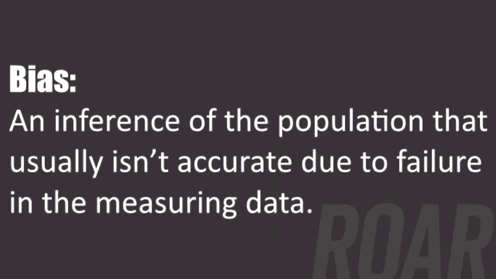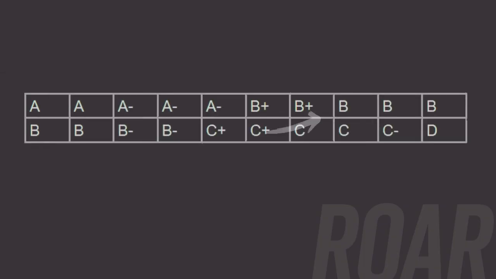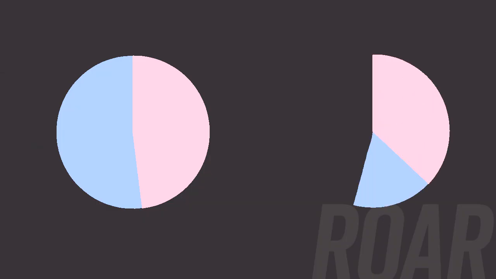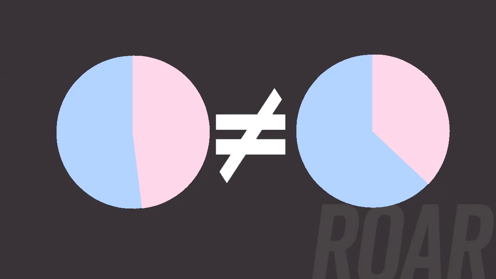Well, what is bias? Bias: an inference of the population that usually isn't accurate due to failure in the measuring of data. In scenario 1, this bias could be a data error. Let's say this teacher miswrote one of the final grades, and this B is supposed to be a B+, but it was miswritten. In scenario 2, we could have a sample that is not randomized. Say the true population was about 52% boys and 48% girls on average, and our sample is 63% boys and 33% girls. This could present a problem when trying to make inferences from the data, since it doesn't match the population.